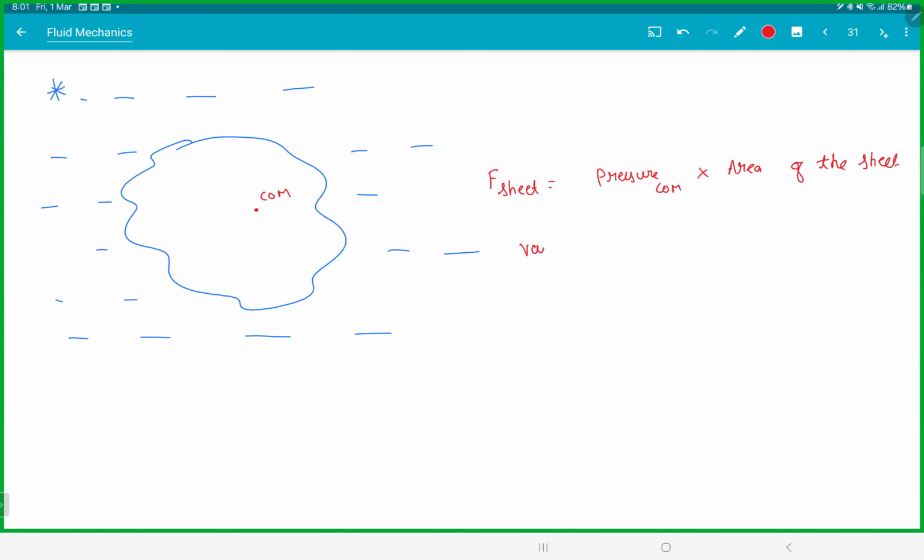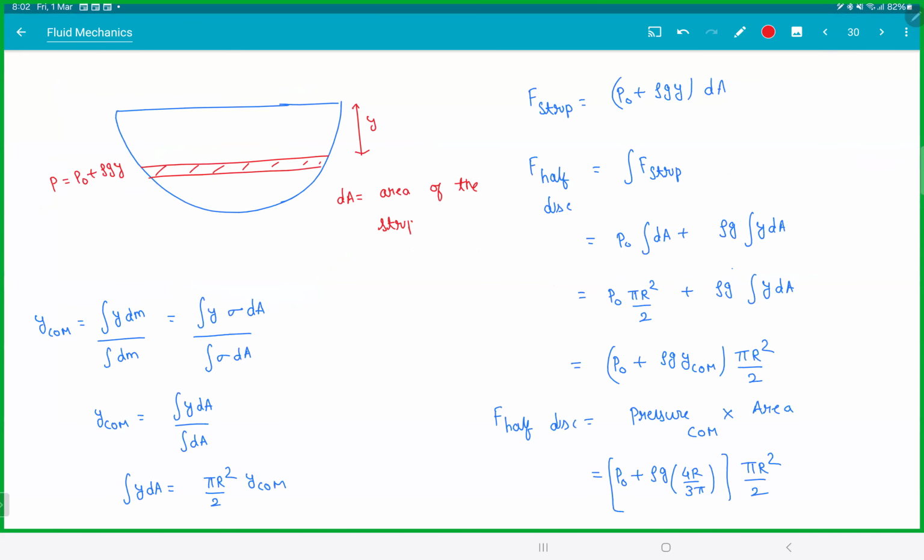This works when pressure is constant or a linear function. Linear function meaning rho g x. That is the limitation of this. But it's a pretty cool result.